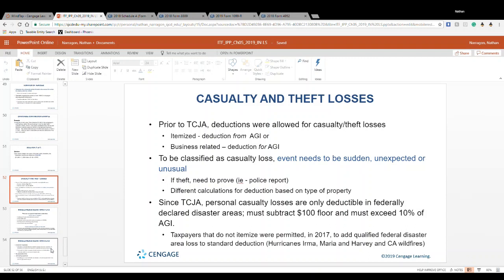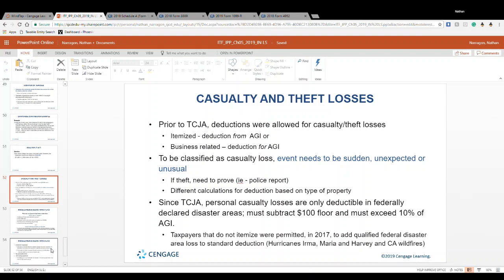Okay? Prior to the TCJA, deductions were allowed for casualty and theft losses as an itemized deduction from AGI, or if it's business related, deducted for AGI. Okay? So, if it was business related, the Schedule C, we were able to deduct it directly to AGI. If it was itemized, basically personal stuff, our house, it was a deduction from AGI, or basically itemized.